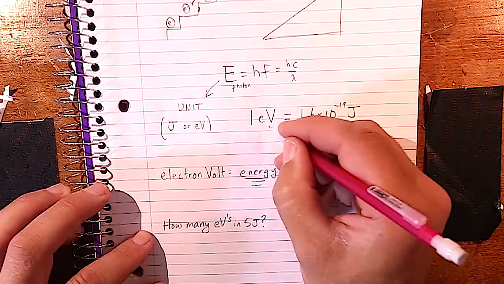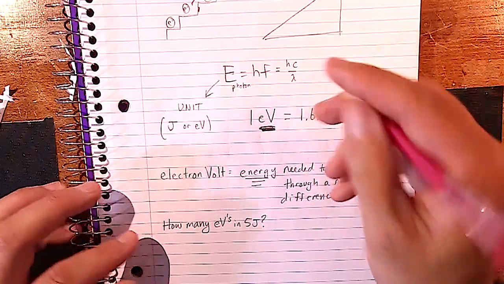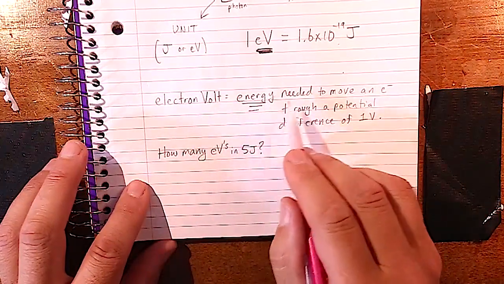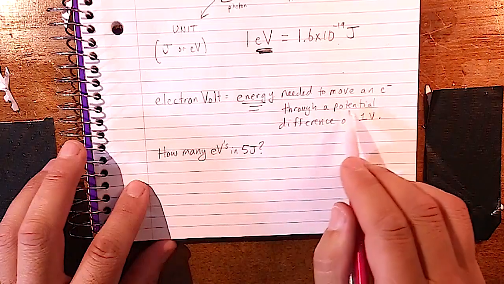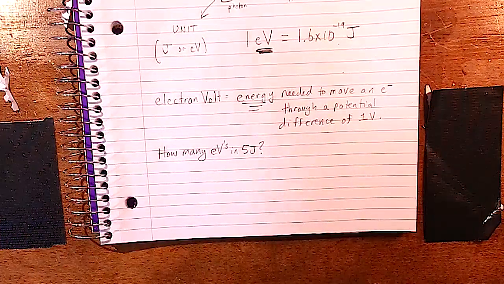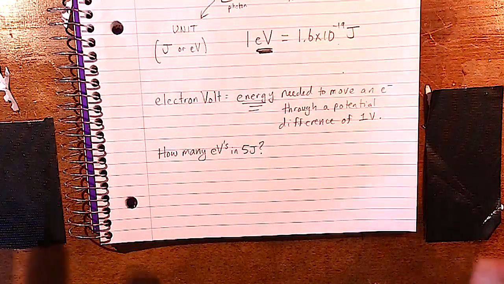Now you have to be very careful here. Electron volt sounds like voltage. This is a unit of energy. That's very, very important. So what is an electron volt? It's the energy needed to move an electron through a potential difference of 1 volt. That's all it is. Just remember, electron volt is a unit of energy.